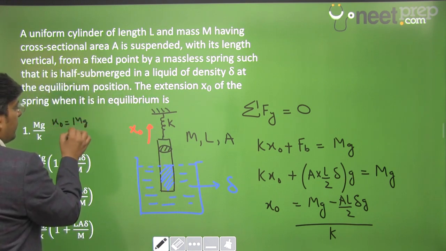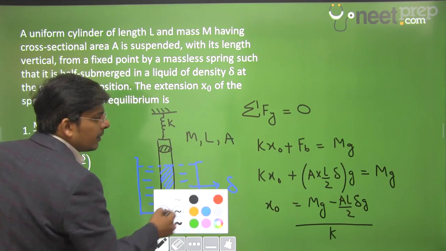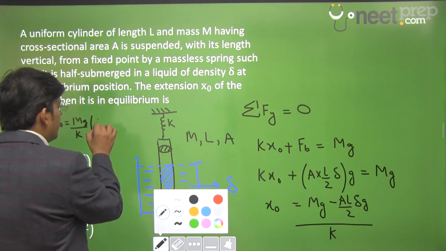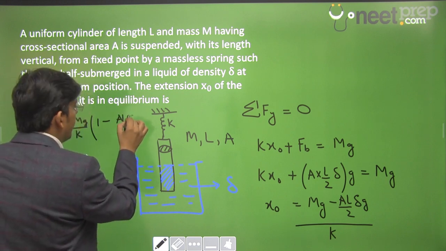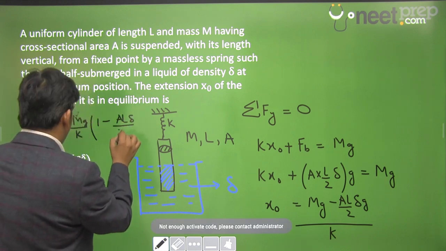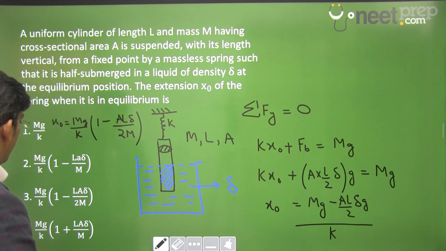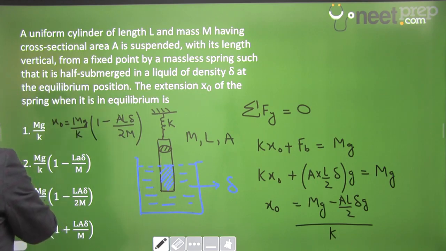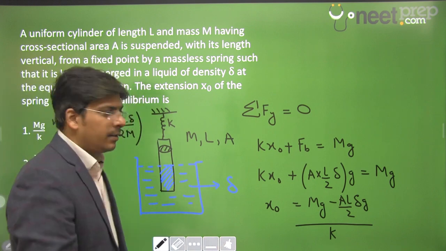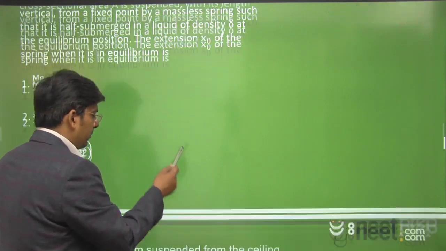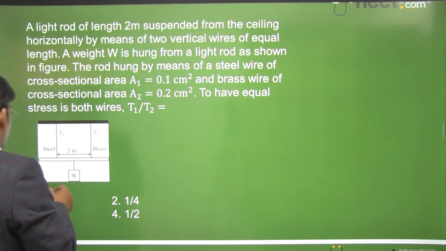So this mg by K comes out to be common, and we get 1 minus A L delta divided by 2m, I suppose. G is common. mg by k into 1 minus A L delta by 2m. This is the correct option, dear students. Third one, right? Kindly note down, dear students. This type of question we have already done in the concept video.